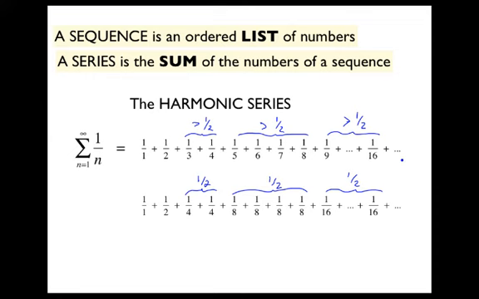Convergent or divergent? You can always find enough terms to get a chunk that's more than 1/2. So you keep adding values that are more than 1/2 every time. So the sequence goes to 0, but the series diverges.